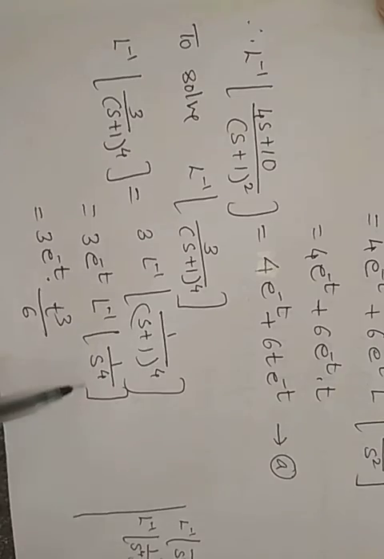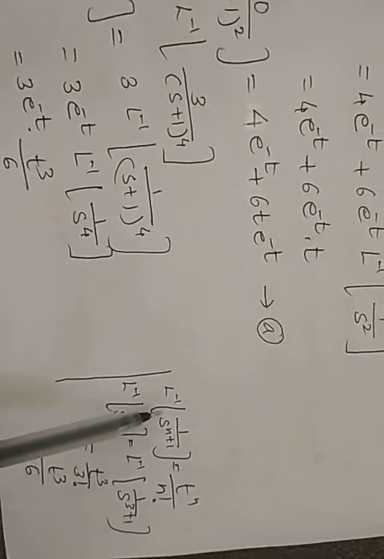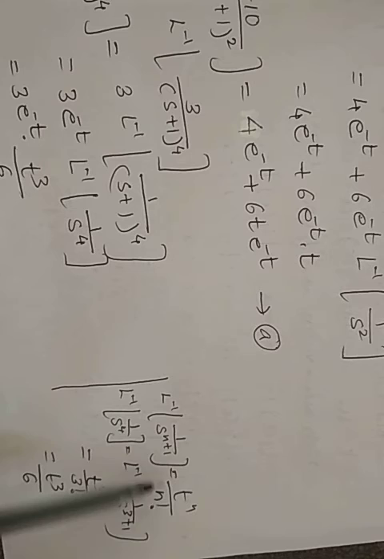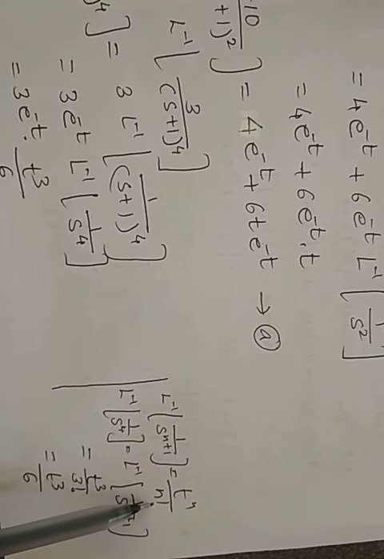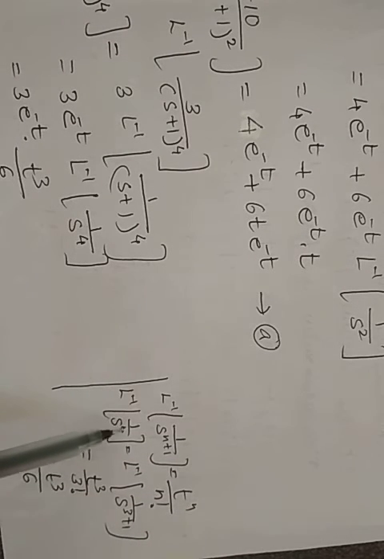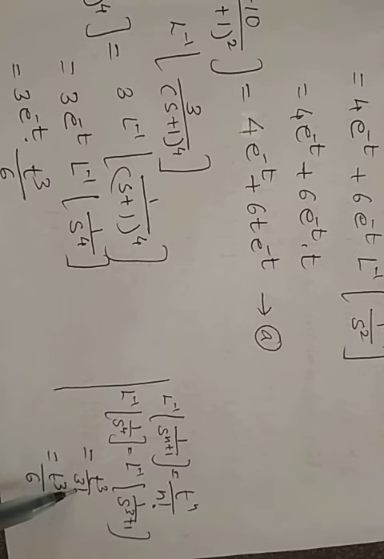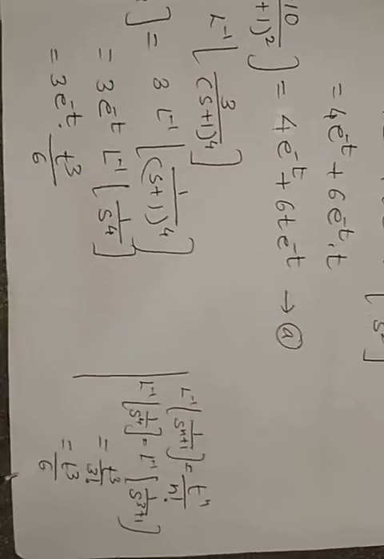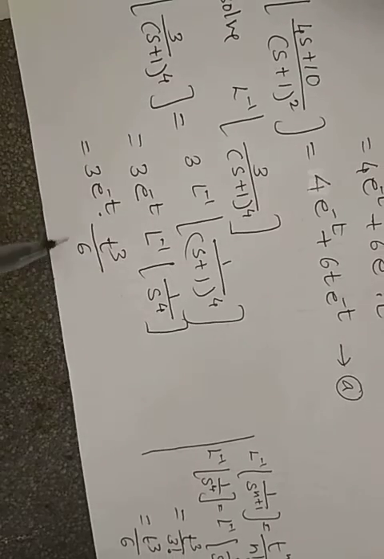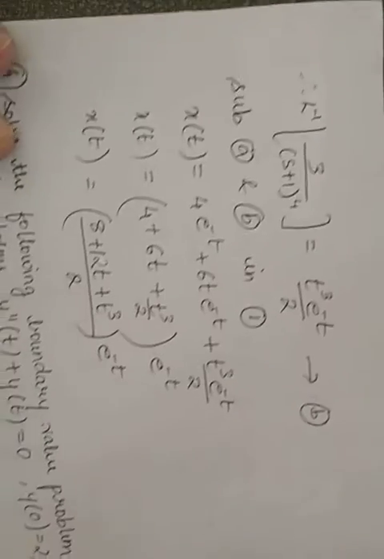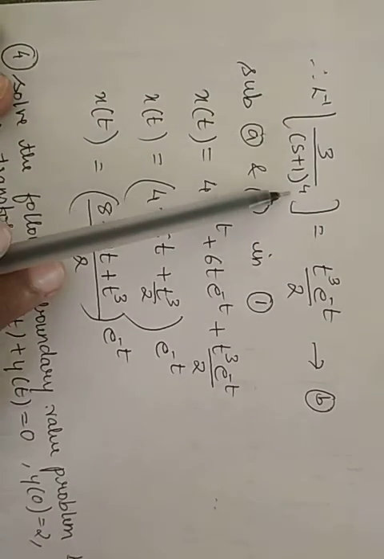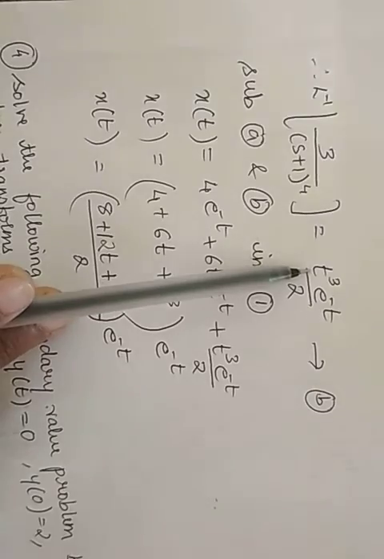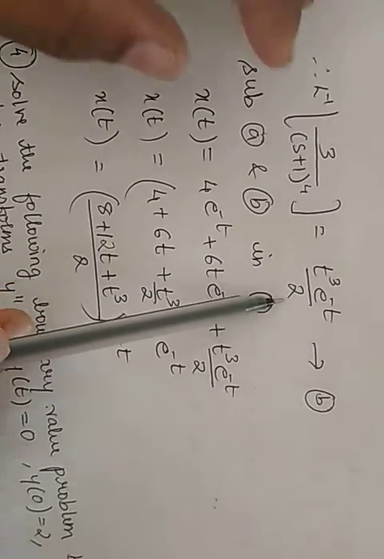Now I want L inverse of 1 upon s raised to 4. We know that L inverse of 1 upon s raised to (n plus 1) is t raised to n upon n factorial. Now here n plus 1 is 4, which means 3 plus 1, so n is 3. So t cube upon 3 factorial, that is t cube upon 6. Substituting over here, 3 ones are 3, 3 twos are 6, so we get the solution for L inverse of 3 upon (s plus 1) raised to 4 equals t cube into e raised to minus t upon 2.